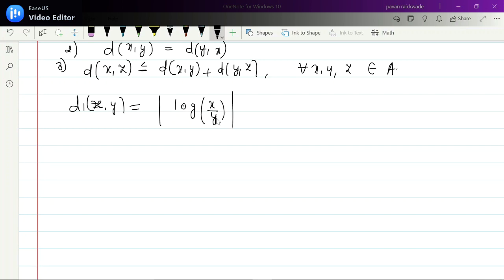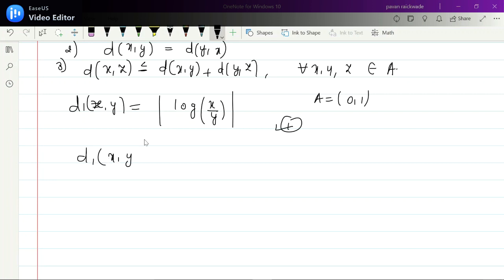Because y is non-zero, since A is the set open 0, 1, y never becomes 0, so this function is well defined. Also x by y is always positive because x is positive and y is positive. So log is well defined, hence this function is well defined. Now, by taking the modulus value, we have already satisfied the first property, that the distance must be a non-negative value.